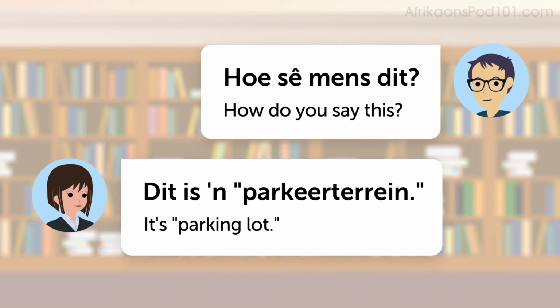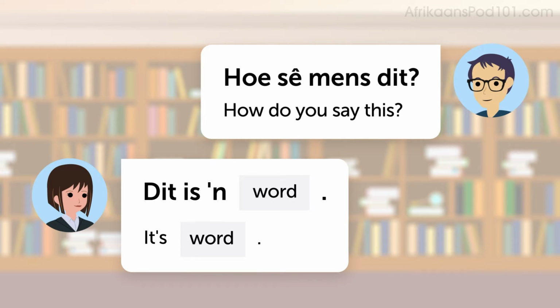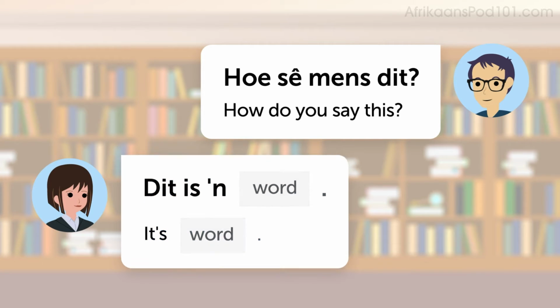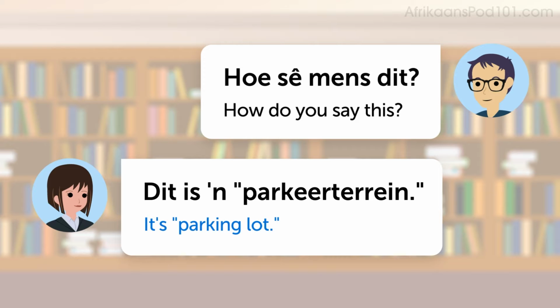Now, how do you answer this question? The pattern is Dit is 'n word. It's word. For example, it's parking lot. Dit is 'n parkeerterrein.